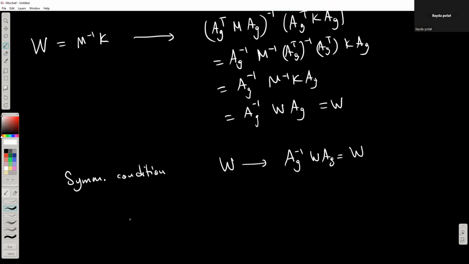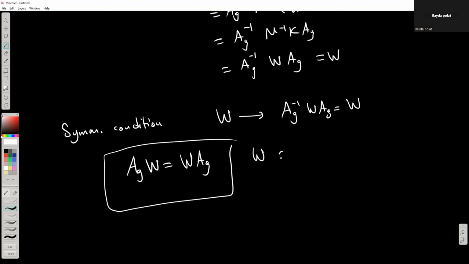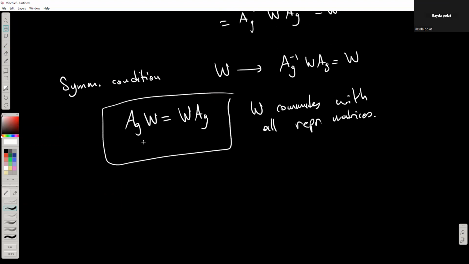Or I can use it like this. A_G W is equal to W A_G. So that's a better symmetry condition. W commutes with all representation matrices. And then we use Schur's lemma to simplify this W matrix. That's basically the idea in here.